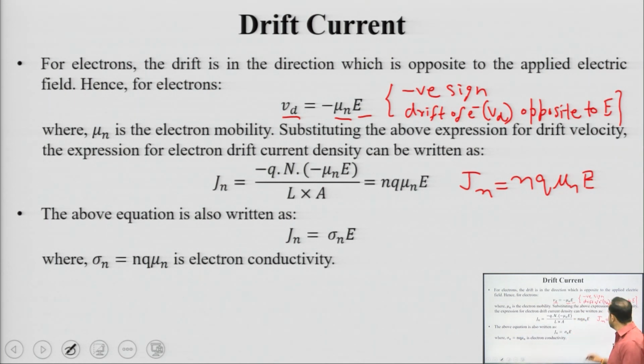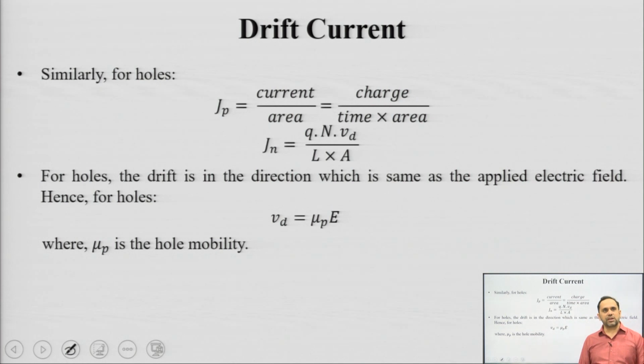And this term here which you see, n q mu n, is basically the conductivity of charge carriers. This is the electrical conductivity or electron conductivity. Why electron conductivity? Because we have electron current density and you have electron mobility. Similarly, for holes we use the same concept.